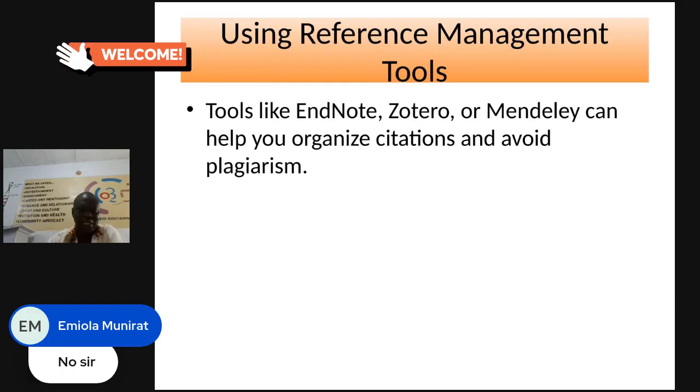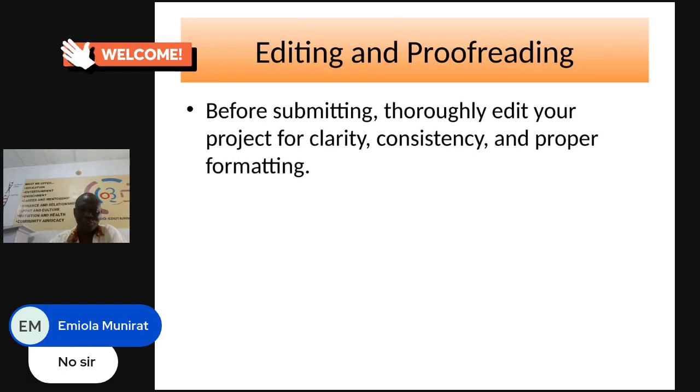Using reference management: there are event planners, there are AI tools that can help you to plan and organize so that you'll be able to be time conscious. Okay, editing and proofreading, just like I told you, you have to edit your work and proofread it, check it over and over for spelling errors and mistakes, dotting all your i's and crossing your t's. You have to make sure you do that.